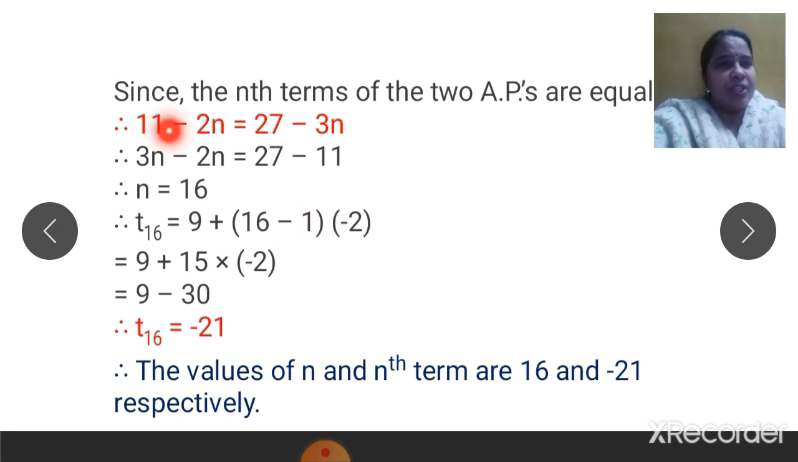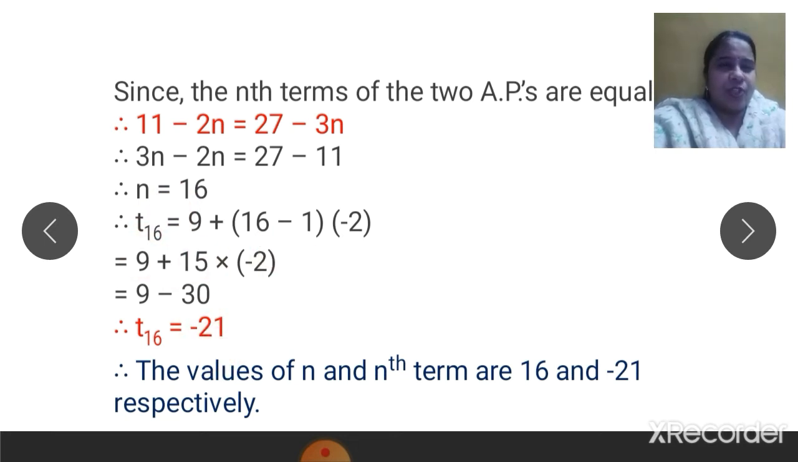Either you substitute in this general term, or in this, or you can use a formula like this and get the answer. Okay? So final answer, the value of n is how much? 16. And the value of the nth term is how much? Minus 21. Okay? So I hope all the steps are clear to you. What are the steps in this sum? Two APs were given. Get the nth term of each. Since they are equal, you will equate it like this. Get the value of n from there. n is 16. So I will find the nth term, that is T16. This is the answer.